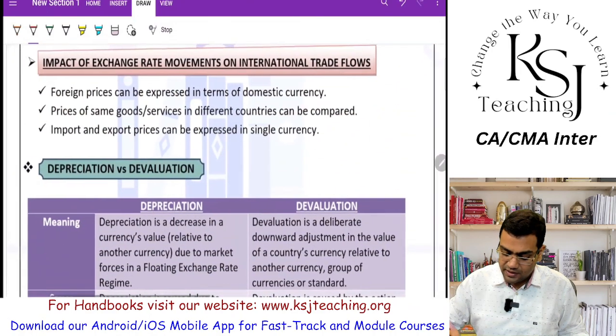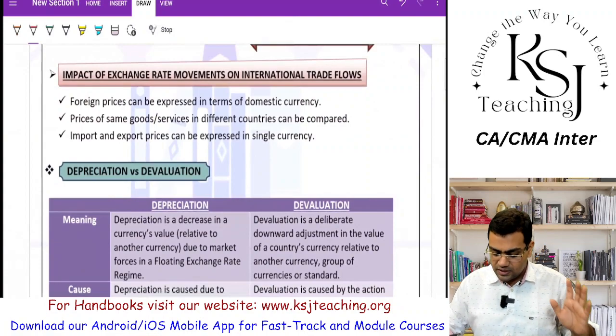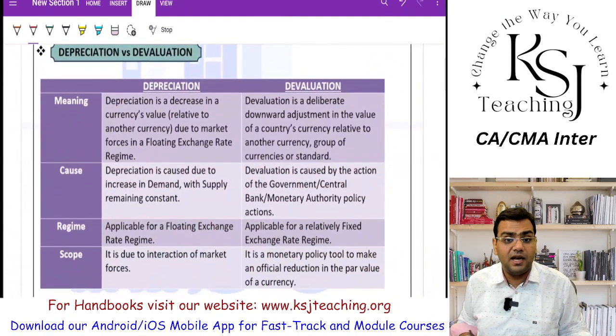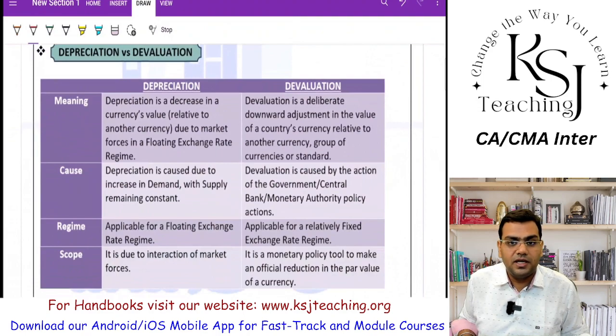Just read it from here. The impact of exchange rate movements on the international trade flows. This you can just study. Depreciation versus devaluation. Now this is an important topic. Sir, the basic impact is the same, that depreciation or the devaluation.